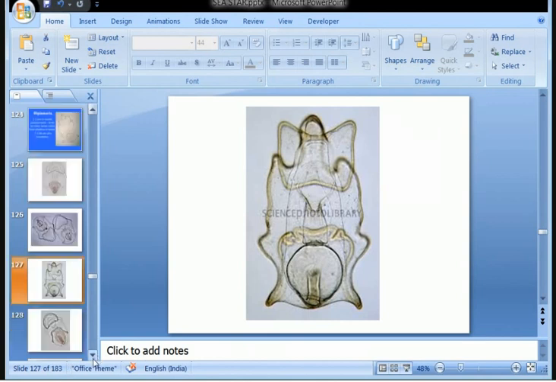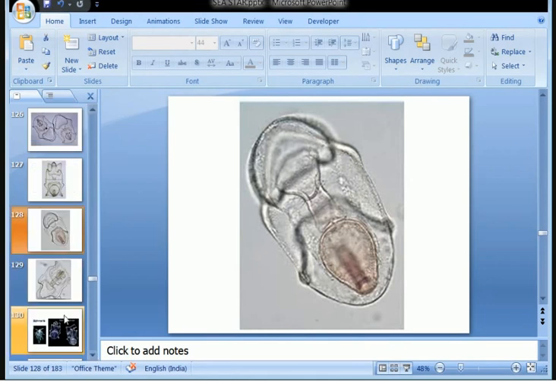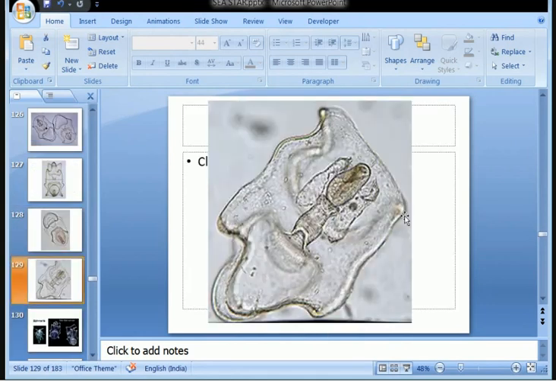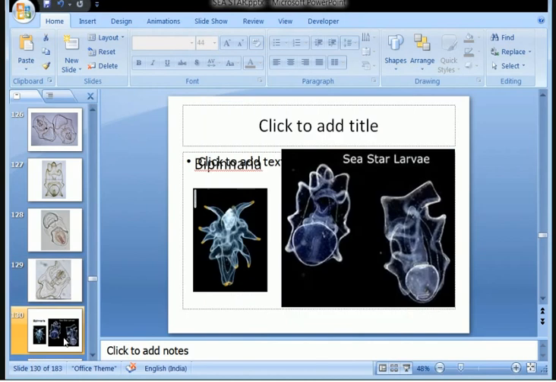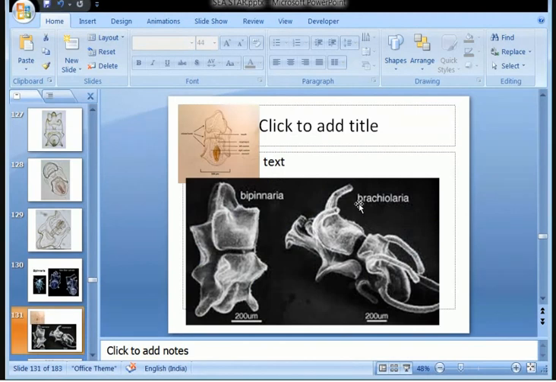So this is the same thing in various stages of development. These dark margins show that these are ciliary bands. Ciliary bands are there here, postoral and preoral. This is postoral and this is preoral ciliary band. Then these lobes extend into arms and it transforms into brachiolaria.